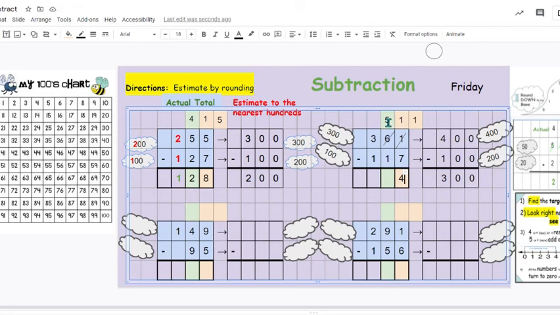Now, my new number is 5 minus 1, and that is very easy. If I take away 1 from 5, that is 4. And then over here, if I take 1 away from 3, that is 2. So we can compare. 244 is, yes, close to 300. So most likely this problem is correct. But this is how you would show your work when you're doing subtraction and finding the estimate by rounding to the nearest hundreds.